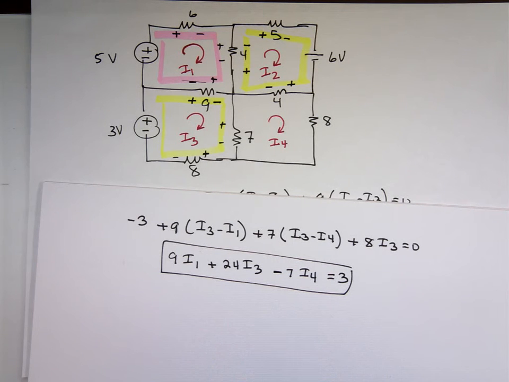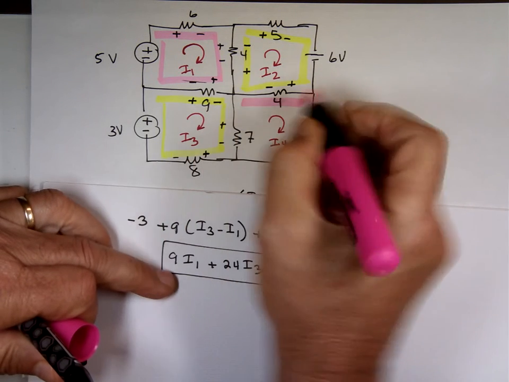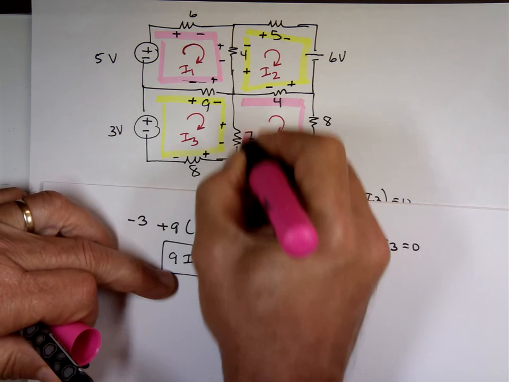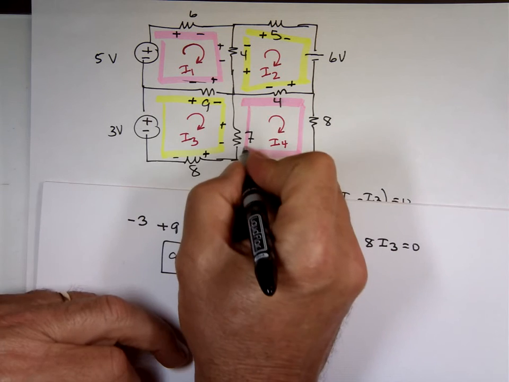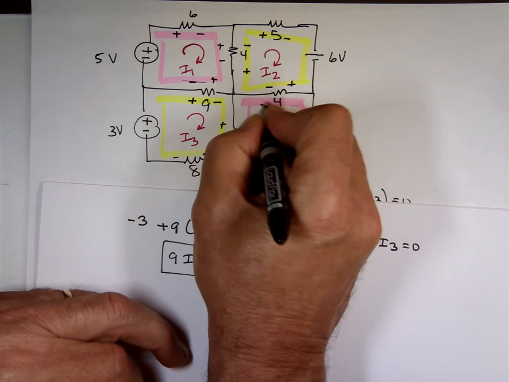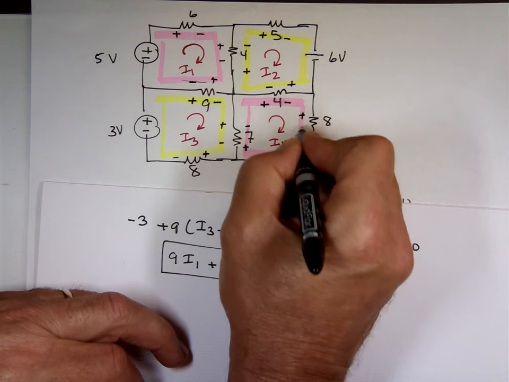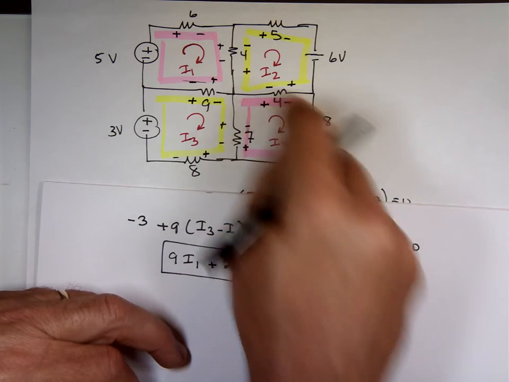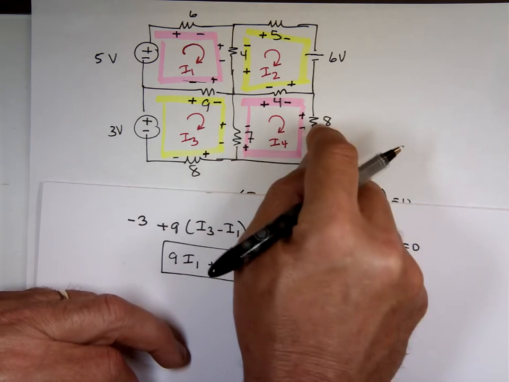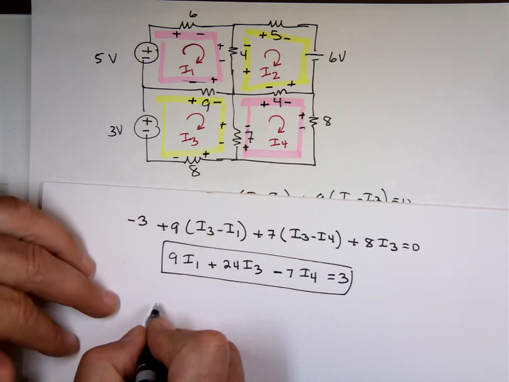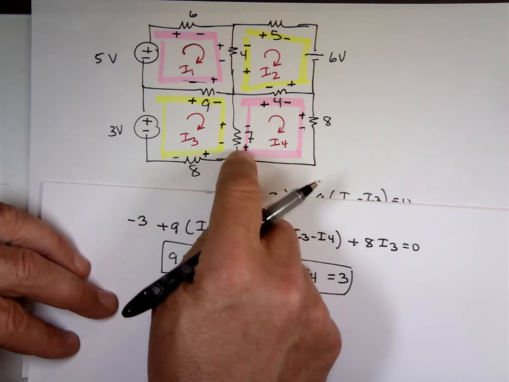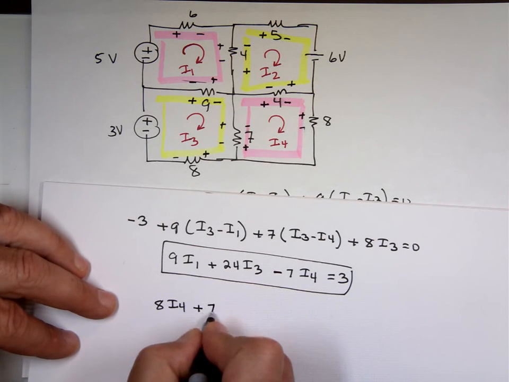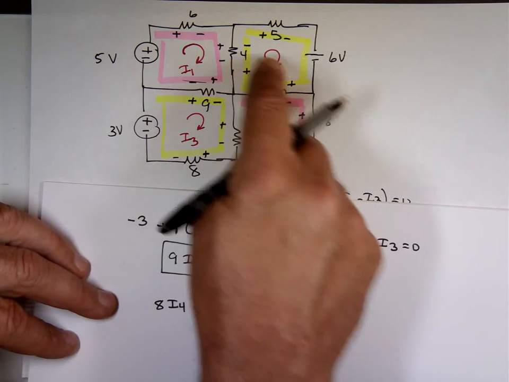And the last one, maybe I'll use purple here. Pink, whatever it is. There's a closed loop right there. I'm traveling clockwise again. Plus, minus, plus, minus, plus, minus in this direction. So I'll begin with the 8 here. That's plus 8 times IC4. That's the only thing going through, is IC4. Now I get to the 7 here. And what is the current going up? It's IC4 minus IC3.